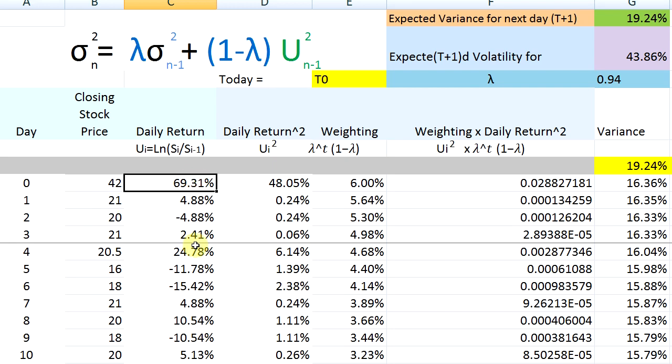So those are the log returns. Now remember, these days are in ascending order. So this is the latest day. We are in T naught. This is yesterday. This is day before yesterday. Likewise. And then you take the square of those daily returns.